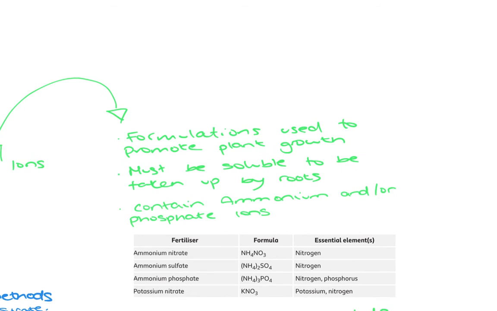So what is a fertilizer? Well, a fertilizer is a formulation. Remember, a formulation is a mixture that's designed to be useful, which is used to promote plant growth, and they're widely used. In fact, in the manufacture of food and in the industrial manufacture of plant products, fertilizers are routinely used. Now, fertilizers must be soluble, and that's really important, what we're going to talk about later, because in order for them to be absorbed by the roots of plants, they must be dissolved in water. And mostly they contain ammonium, which is that NH4 plus ion, or phosphate ions, which is PO4 3 minus. And those 2 ions are really important for growth and development in a plant.